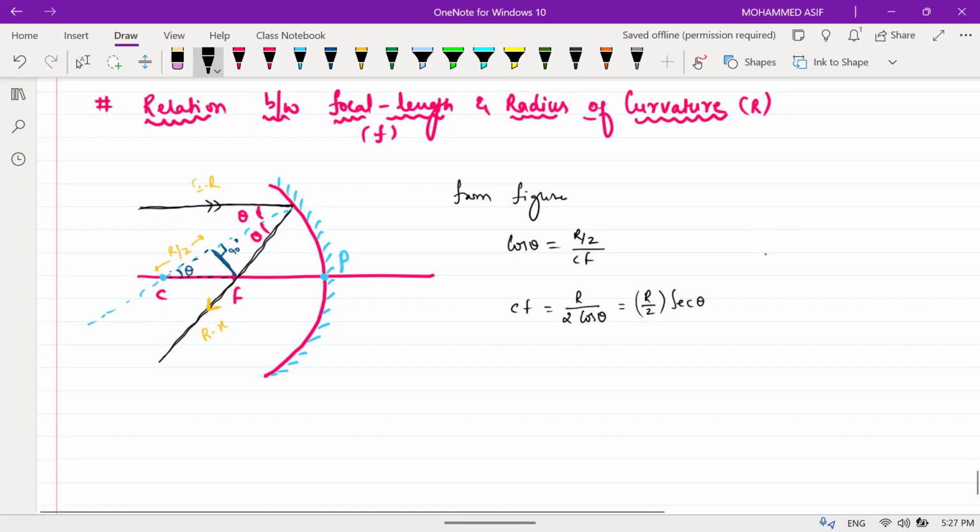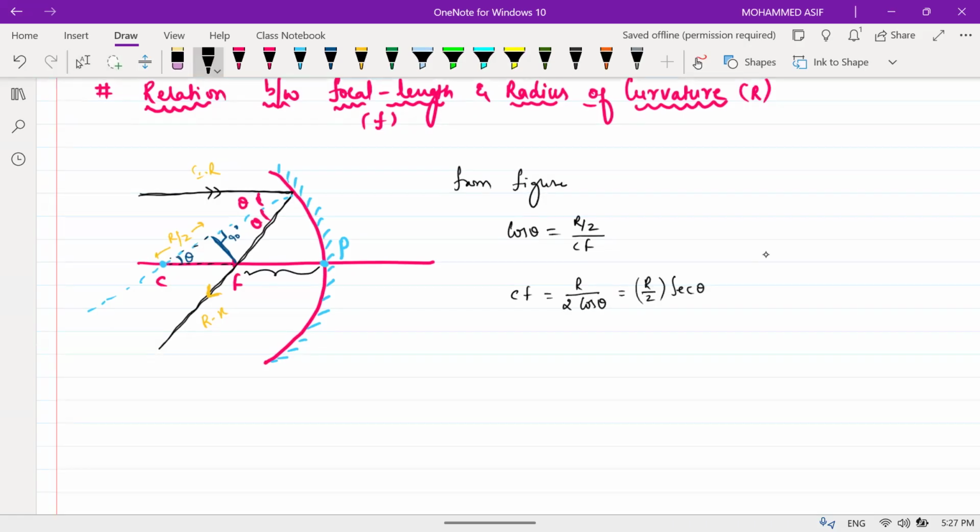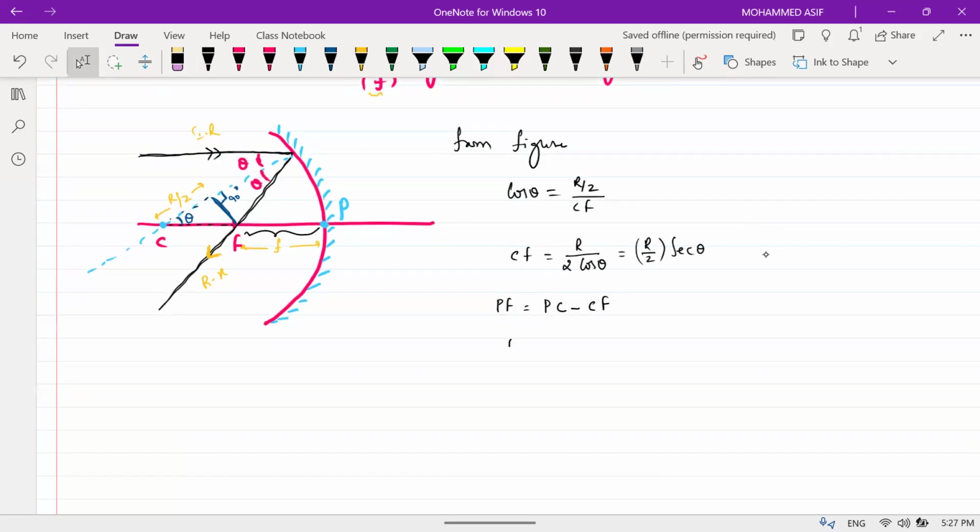Okay. Then what is the value of PF? From the given figure, PF is equal to PC minus FC, or CF. That will give me the value of PF. So P to F is the focal length, that is nothing but F, because we need the relation between the focal length and radius of curvature. So what is the value of PF? PF is equal to your focal length, represented by F. That is equal to PC. P to C is the radius of curvature R minus CF. CF I got from this one, which is R by 2 into secant theta. Clear?